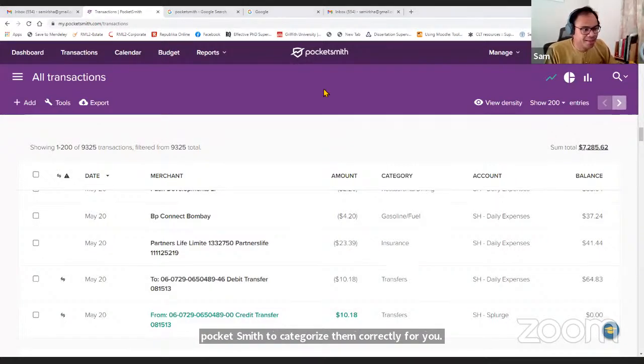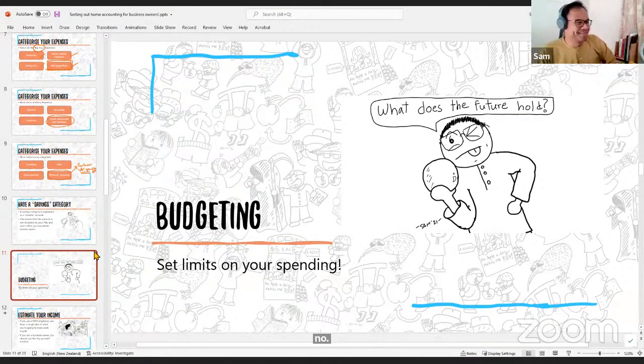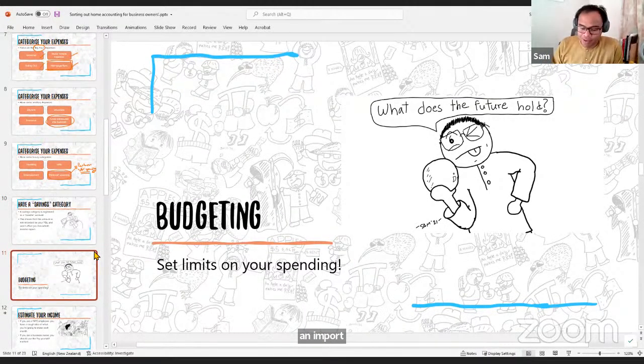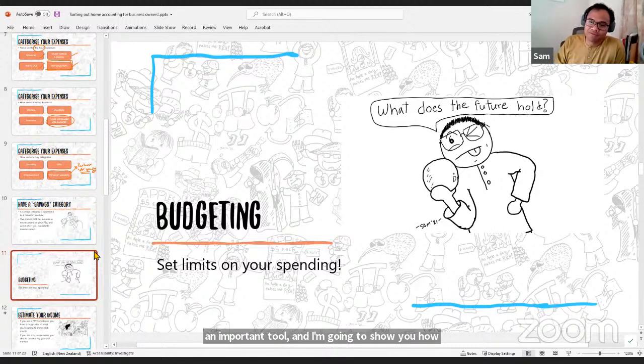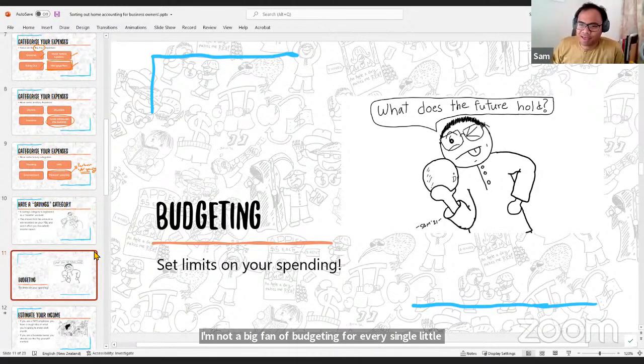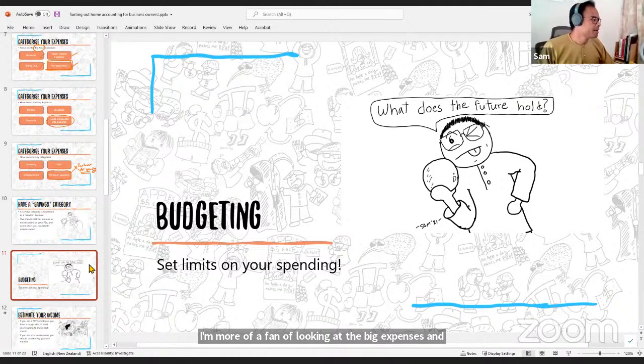Now let's take a look at the next section. All right, and the next section is budgeting. Now, no one likes budgeting. Nobody likes budgeting, right? But budgeting is an important tool, and I'm going to show you how to set up some simple, easy, pain-free budgets. Okay, I'm not a big fan of budgeting for every single little category, right down to how much money you're spending on buying snacks and junk food and stuff like that. I'm more of a fan of looking at the big expenses and managing the big expenses, right?